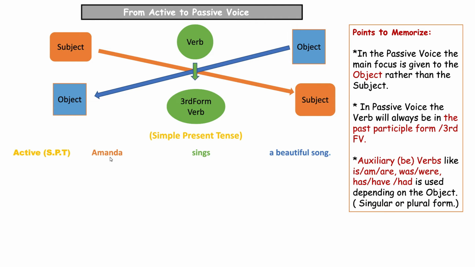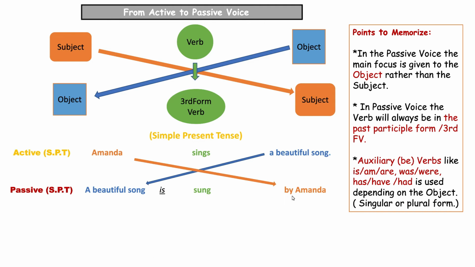Amanda is the subject, sings, verb first form plus s or es, and the object. Now when changing this into the passive voice, what will happen? So the object will go in front. A beautiful song is sung by Amanda. Amanda, the subject, will go at the back, and sings here, first form of the verb, will always change into its third form, sung. Is that clear?